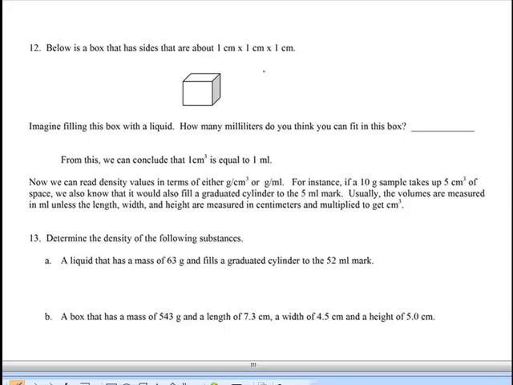Now, below is a box that has sides about 1 centimeter by 1 centimeter by 1 centimeter, which comes out to 1 cubic centimeter. Now, if we had this little itty bitty tiny box, then we could put 1 milliliter of liquid into it. So these two things are equal, which is what this says over here. You should already know that. If you don't, you know it now. 1 cubic centimeter equals 1 milliliter. So now we can read the density values in terms of either grams per cubic centimeter or grams per milliliter.